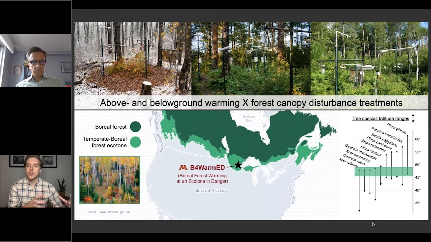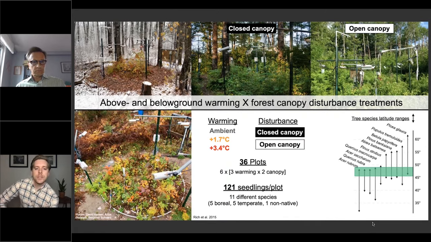And the warming experiment was set up in two different canopy disturbance treatments, closed canopies and open canopies, which represent important disturbance events in these forest systems that are important for the regeneration of certain tree species. So zooming into one of these plots, for instance, you can see in the bottom left photo a zoomed in photo of what these plots look like.